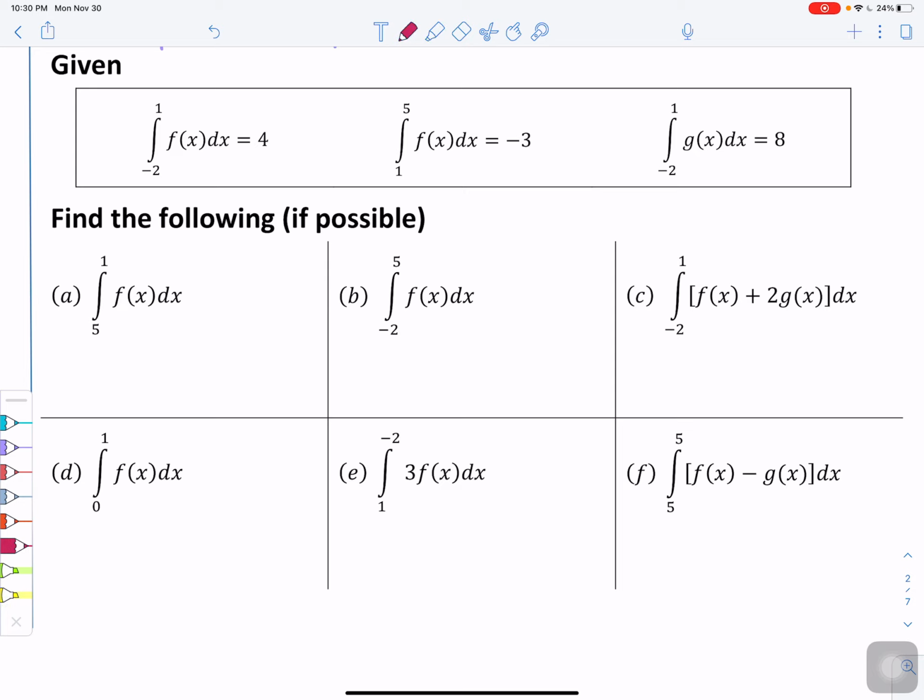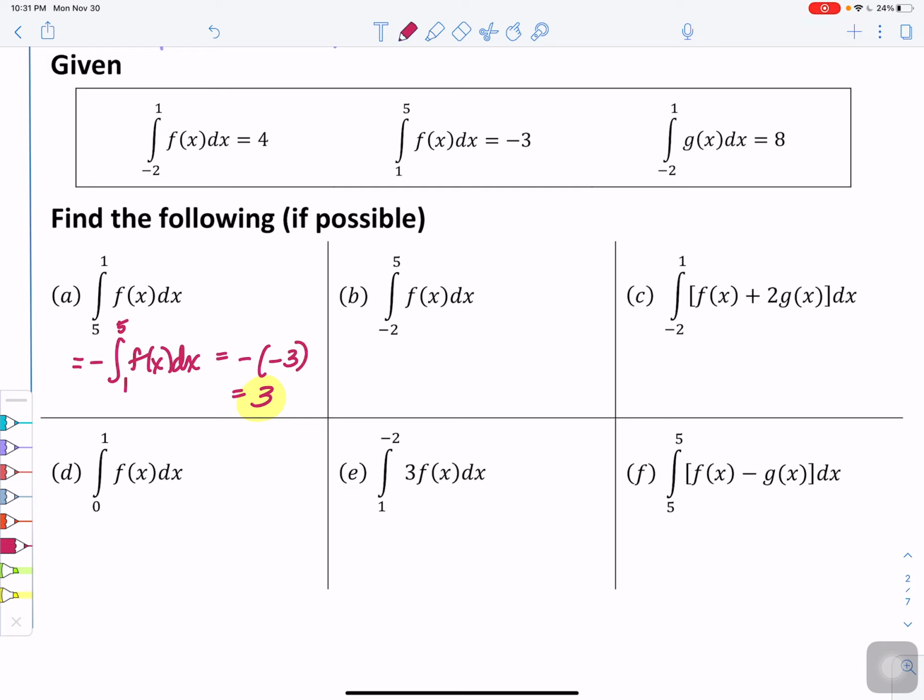We want the integral from 5 to 1 of f of x dx. Well, that's equal to the opposite of the integral from 1 to 5 of f of x dx. And that's equal to the opposite of -3, and we come up with +3. So it's kind of cool.